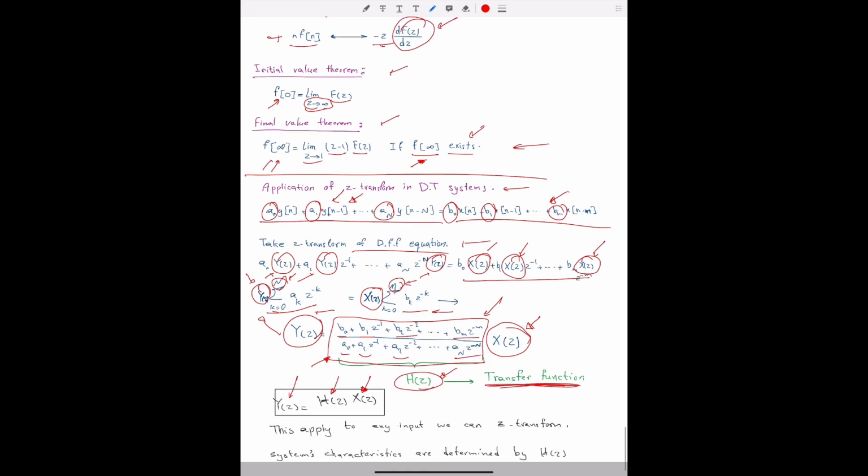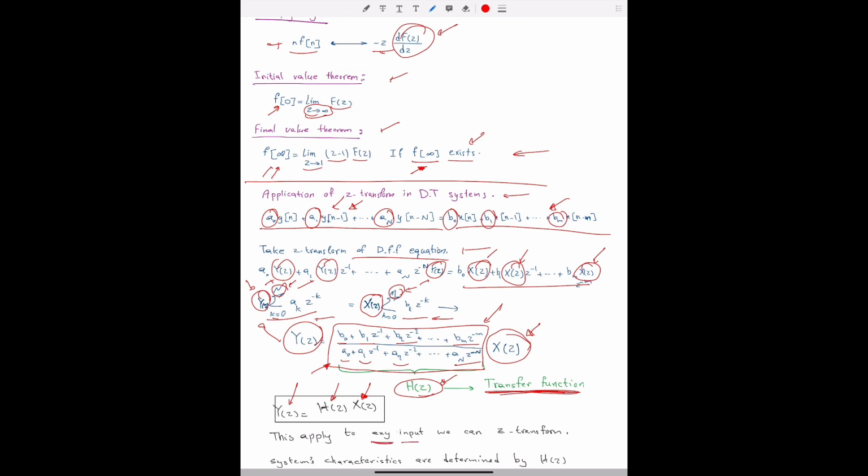So this shows us that for any input that we can take a z transform of, we can use this function in order to find its output. If we can take the z transform of the input of a difference equation, we can just use this function, y of z is equal to h of z multiplied by x of z, in order to find the z transform of its output.